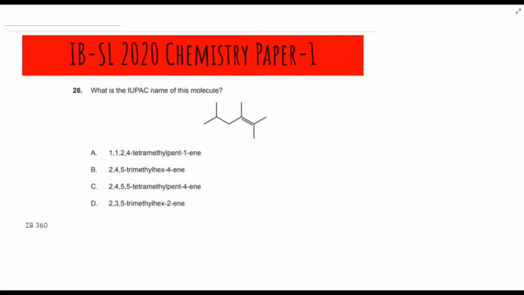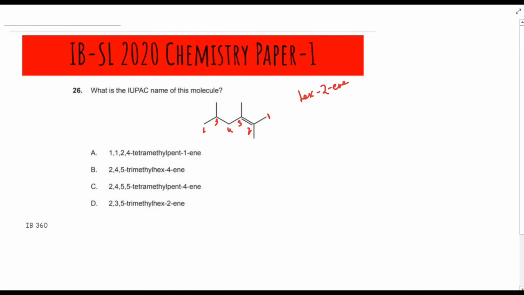Now for question 26, we need to write the IUPAC name of this molecule. So for this, let's start numbering this molecule. We can number from this end, because when we start numbering from this end, a lot of substituents come at lower locants. So this is 1, 2, 3, 4, 5, 6. So this is a hex chain, so our word root is hex. The double bond is present at the second position, so hex-2-ene. This is our suffix.